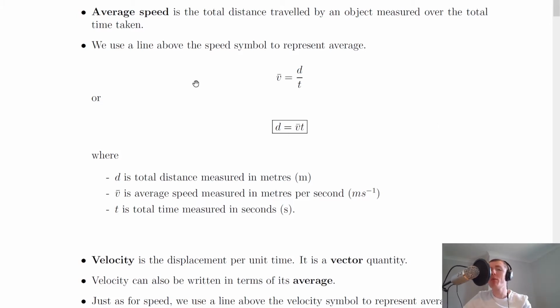Now the other form of speed that's not mentioned here is the instantaneous speed, but you should remember that instantaneous speed is the speed of an object measured at one moment in time, or one snapshot in time.